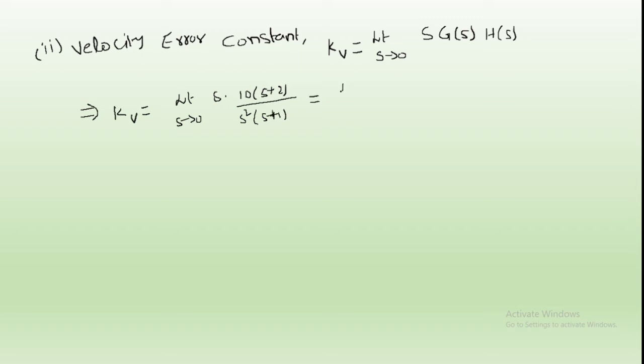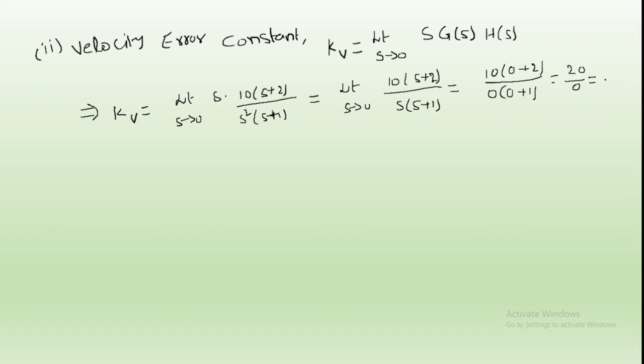So that is equal to limit s tends to 0. Here one s in the numerator and denominator is cancelled, and the remaining term is 10(s+2) divided by s(s+1). Now applying the limit value, 10(0+2) divided by 0 into (0+1). So that is equal to 20 divided by 0. 20 divided by 0 is infinity.